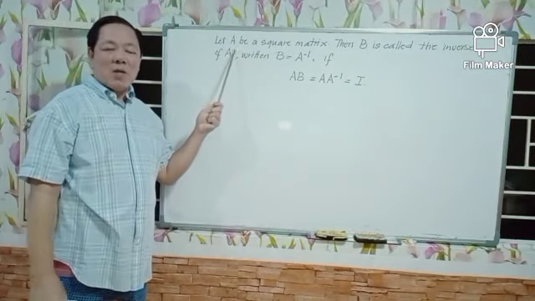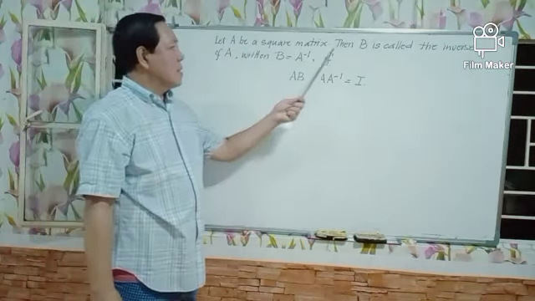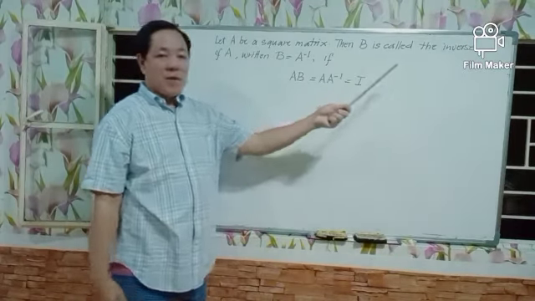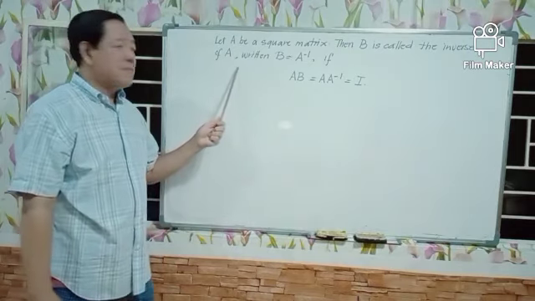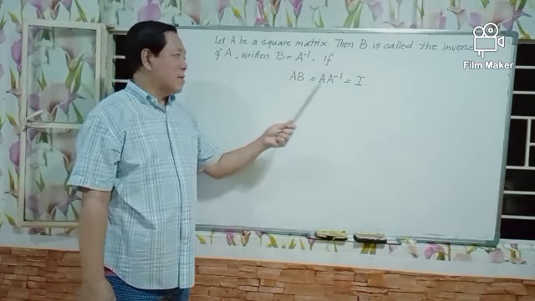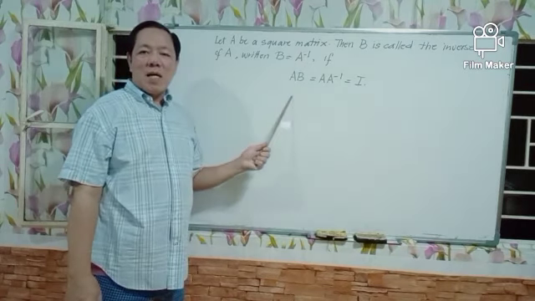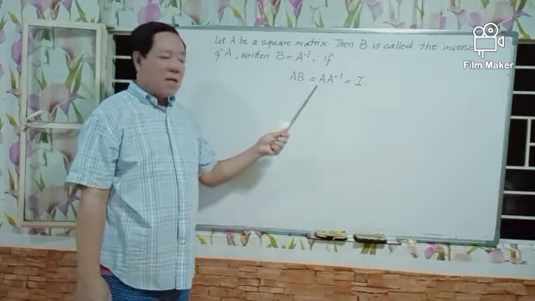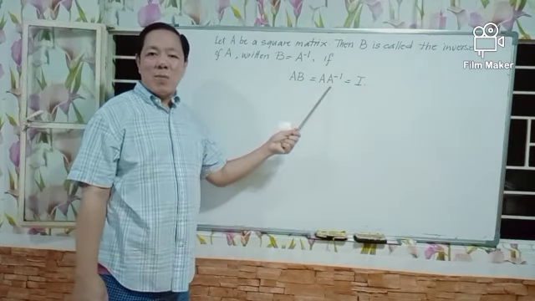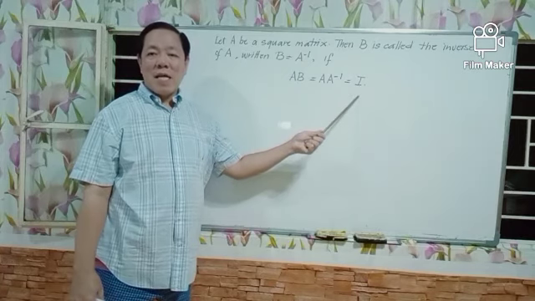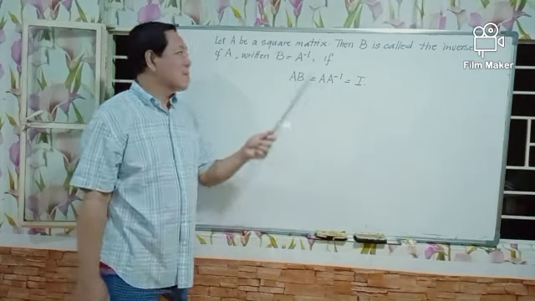Let A be a square matrix, then B is called the inverse of A, written A to the power minus 1, if the product AB, which is equal to the product of A times A to the negative 1, equals the identity matrix I.